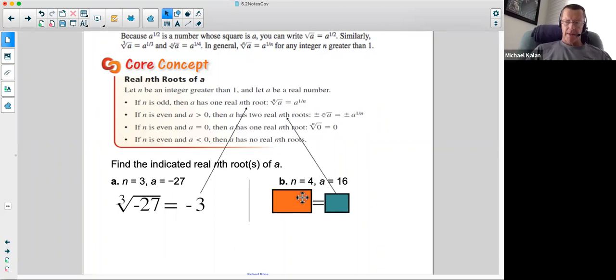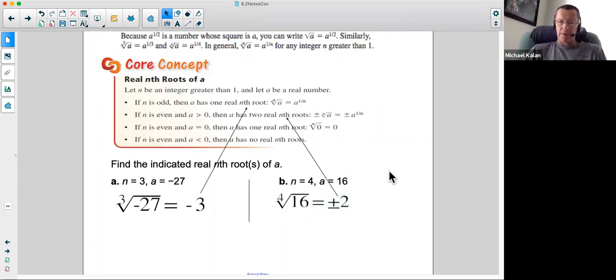And you might be saying, well, how could that be? Why wouldn't there just be one? Why wouldn't this just be 2? Well, because they're asking for all real roots. And remember, if we multiplied -2 times -2 times -2 times -2, it would end up being a positive 16. If they just ask for the square root, in general, they're just asking for the positive one. But if they ask for all real roots, then they also want the negative one.